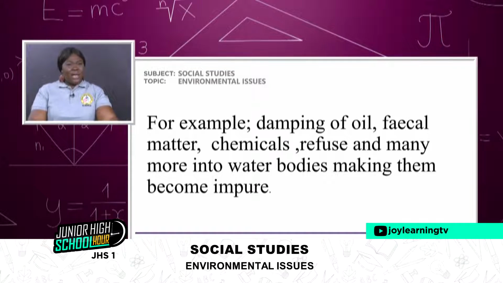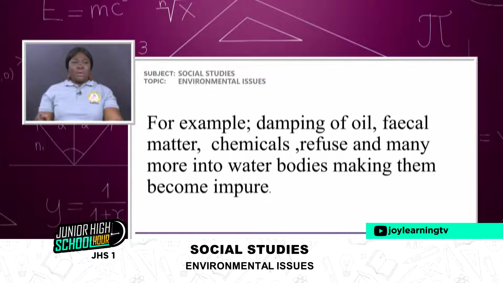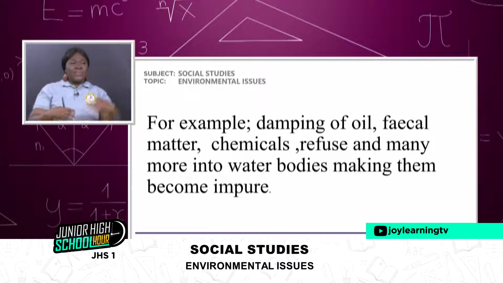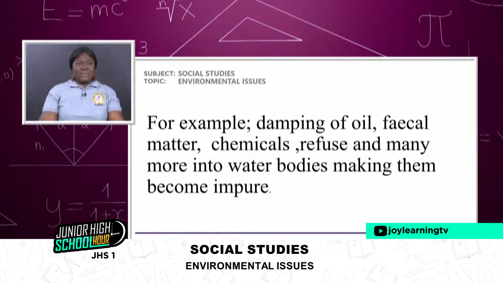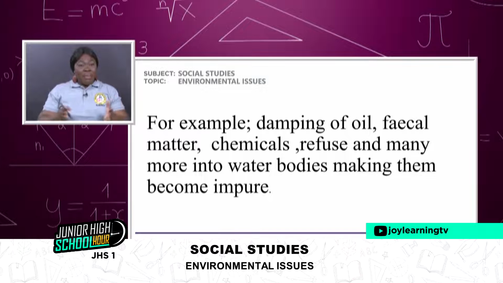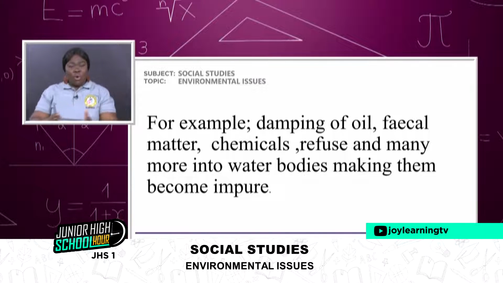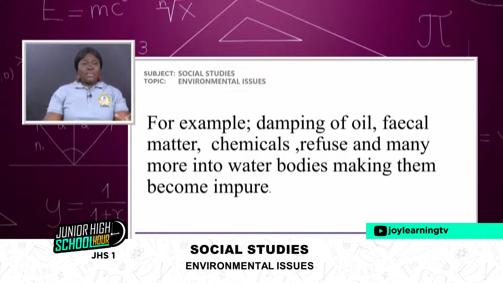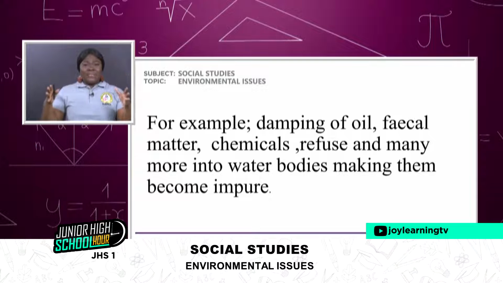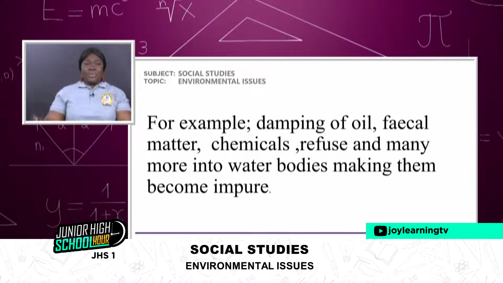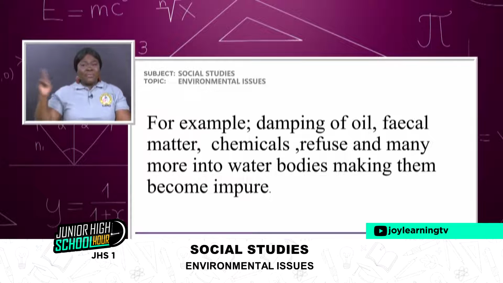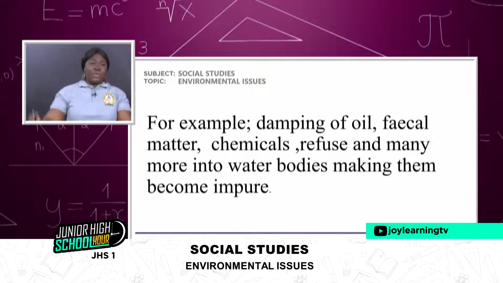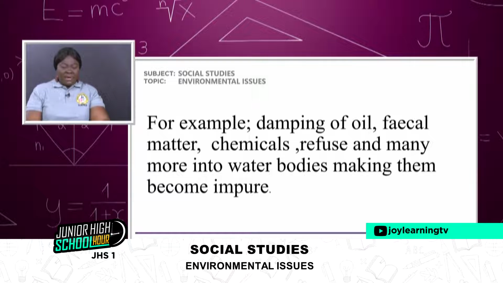Now let's look at fecal matter. Why does water become polluted through fecal matter? If people defecate anywhere around us, what happens? It's the same way. When it rains, it washes all this fecal matter into the river. Sometimes people build their toilet facilities just near the river, and the outlet of the water goes straight into the river and contaminates it.